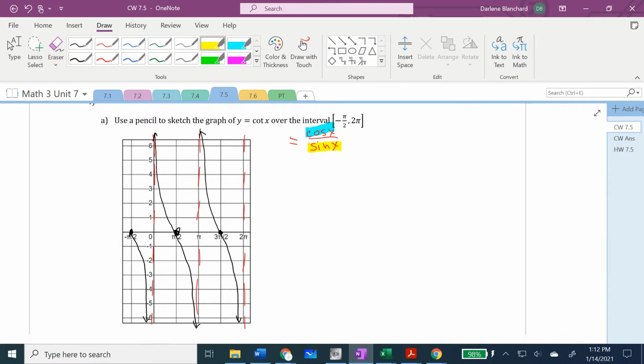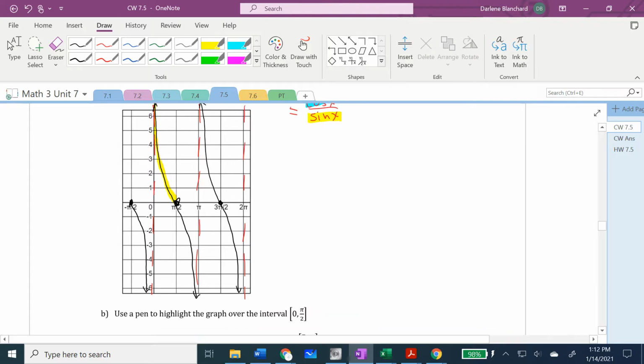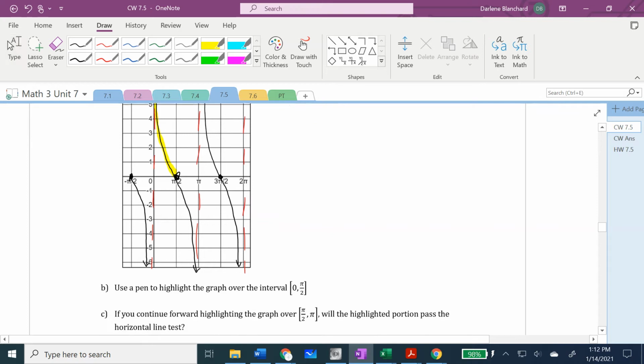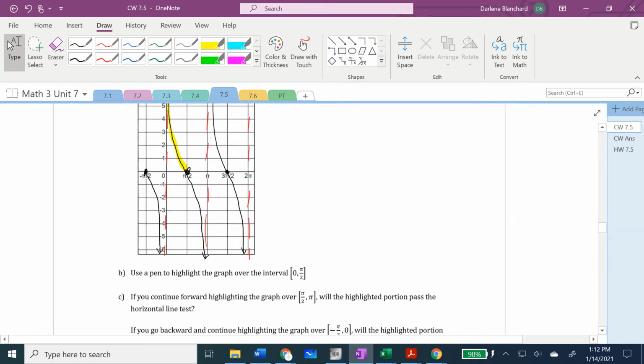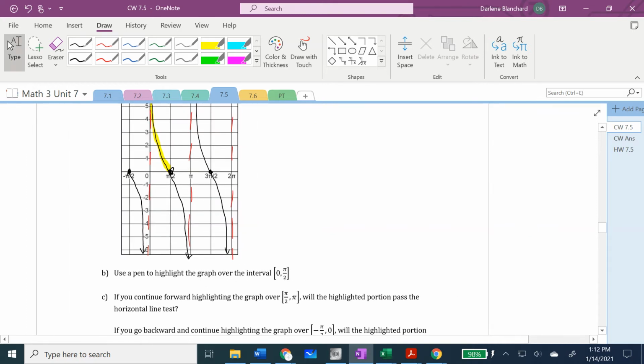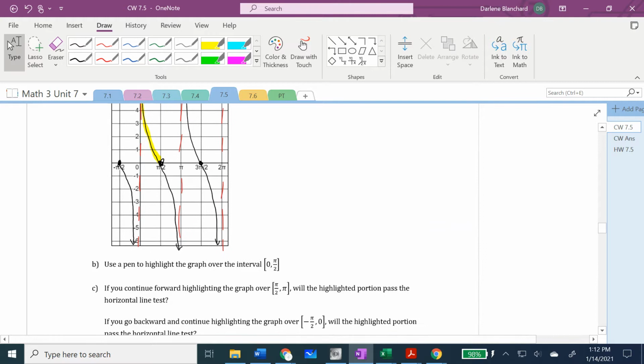All of the trig functions use 0 to pi over 2, so highlight that section. That part of the graph will definitely be used for the inverse cotangent function. But then the question of, do I go forward another pi over 2 or backward another pi over 2? And based on what we just saw with tangent, know that it's going to be forward.